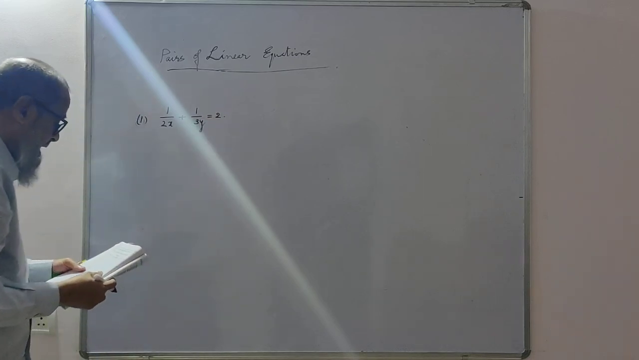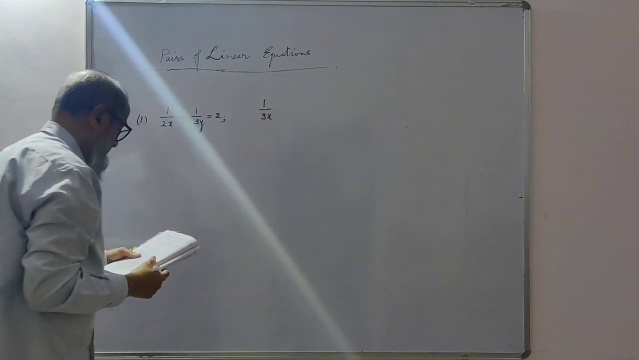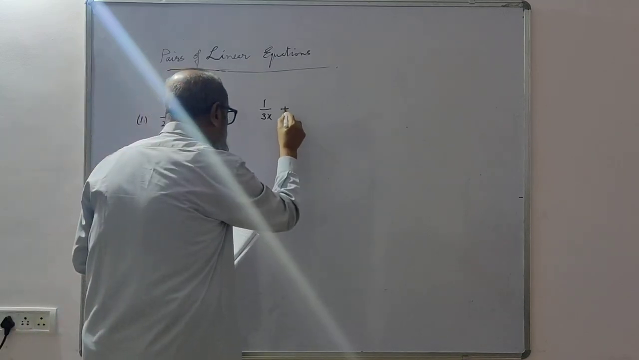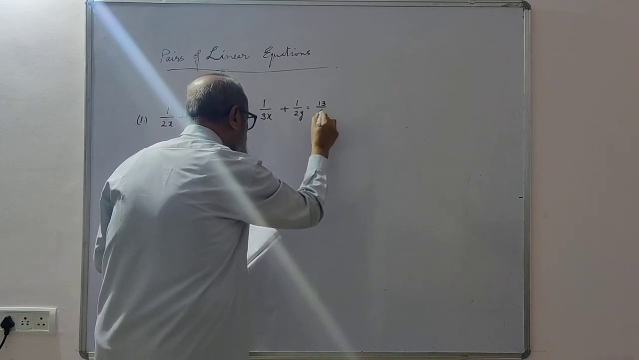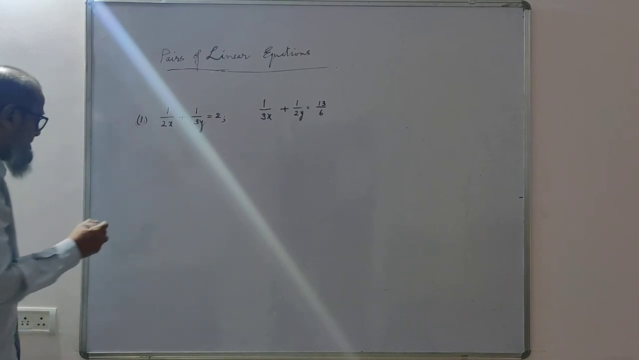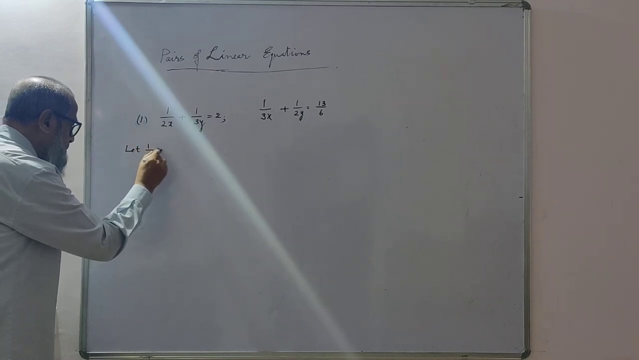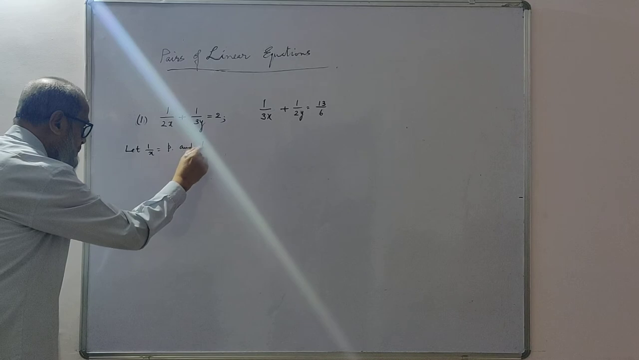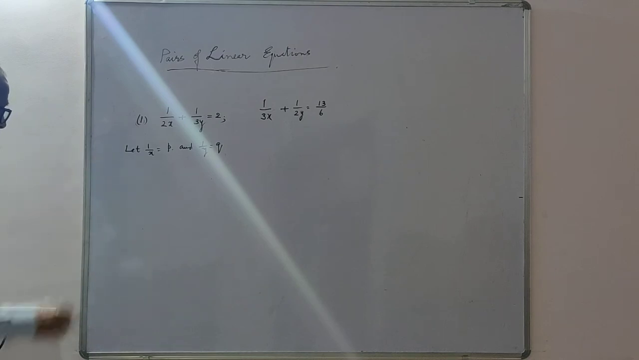This is one equation. And the other equation is 1 by 3x plus 1 by 2y is equal to 13 by 6. Now these are actually a pair of linear equations, but they are not in the usual form. Here you can solve it by putting 1 by x is equal to p and 1 by y is equal to q. Now instead of x and y, we get 2 linear equations in p and q.